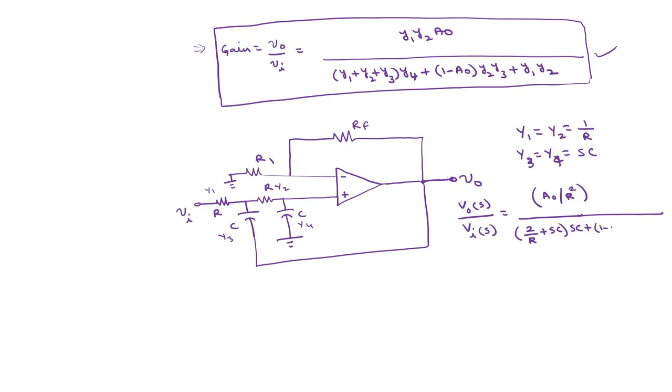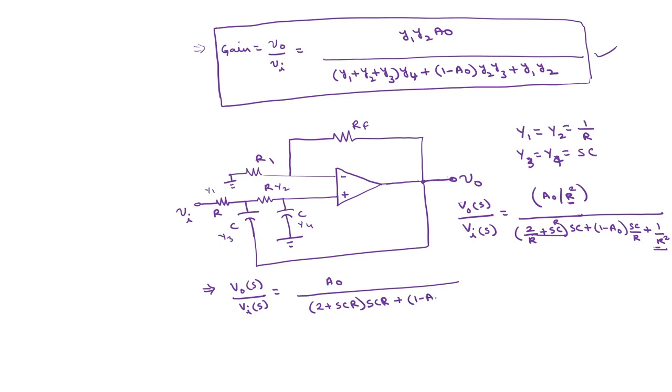Plus 1 minus A0 into y2, y3: one is 1 by R, another is sC, so sC by R. Plus y1, y2 is 1 by R into 1 by R, 1 by R square. So if you simplify this, this 1 by R square is the LCM, this 1 by R square will get cancelled. Here, if I write this in the form of whole divided by R, here we will get sCR. So here what will this be? A0 divided by, here R square is the LCM, that R square we have cancelled with this R square. Then what will be the coefficient here? (2 plus sCR) into sCR.